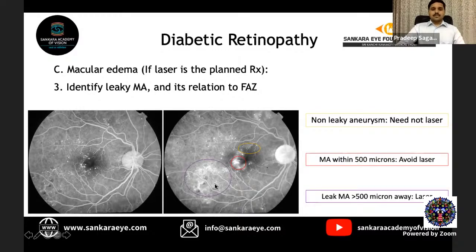But these are the microaneurysms which are leaky and are away from macula, which are away from fovea, at least more than 500 micron away from fovea. So these are the microaneurysms which we can do focal laser photocoagulation.